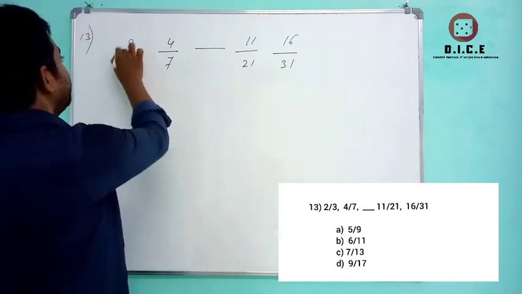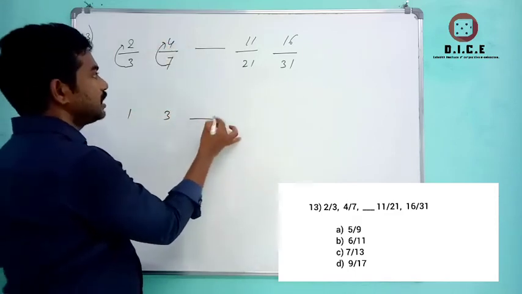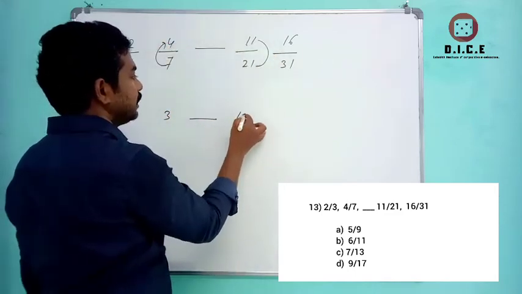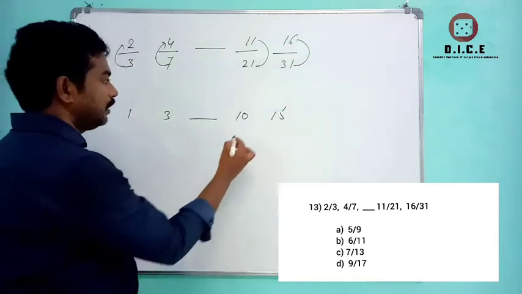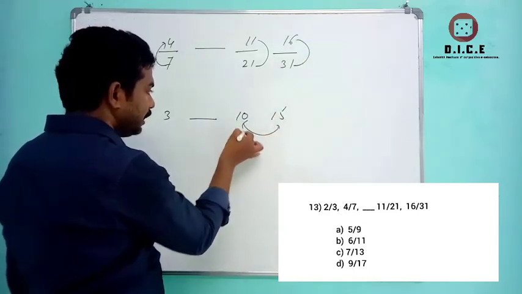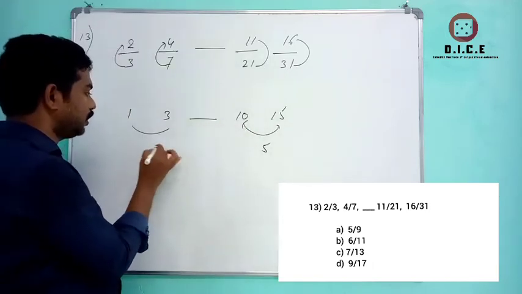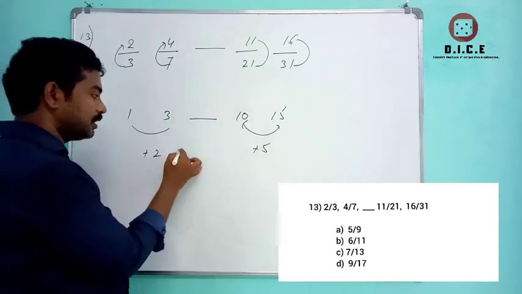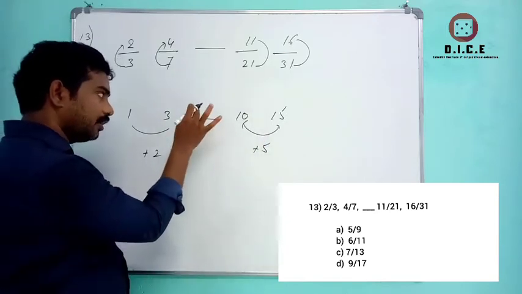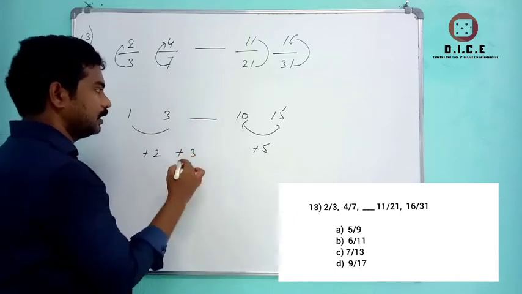What is the difference between 3 and 2? 1. The difference between 7 and 4, that is 3. Now 21 and 11, that is 10. And 31 and 16, that is 15. Now see here, the difference of 10 and 15 is 5. The difference of 1 and 3 is 2, plus 2, plus 5. If I consider the difference of this number and the previous number to that one, it is plus 3.